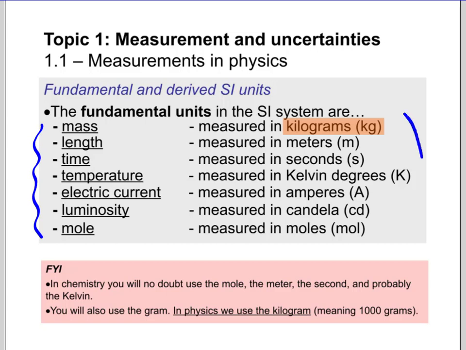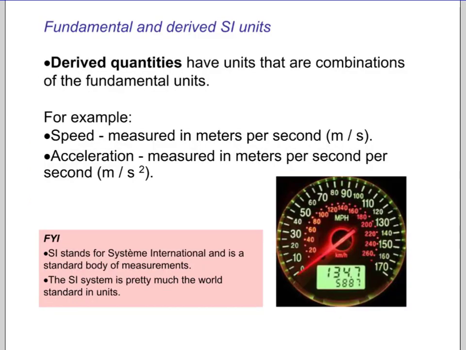Mass is in kilograms, length in meters, time in seconds, temperature in Kelvin, and then eventually we'll get to electric current, which is in amperes. Okay, so those are what we call fundamental units. We had to make a start, or choose a place to start with our measurements. So this is what we start with.